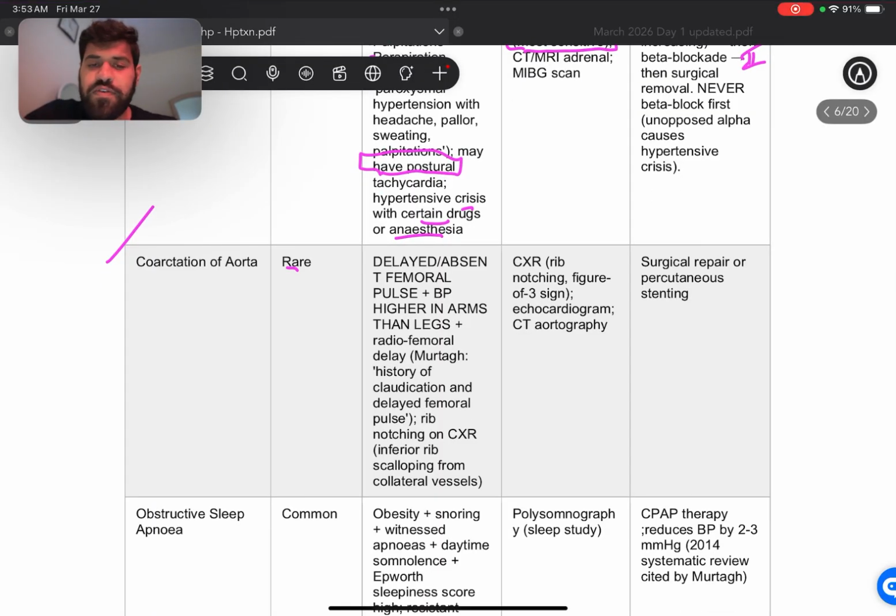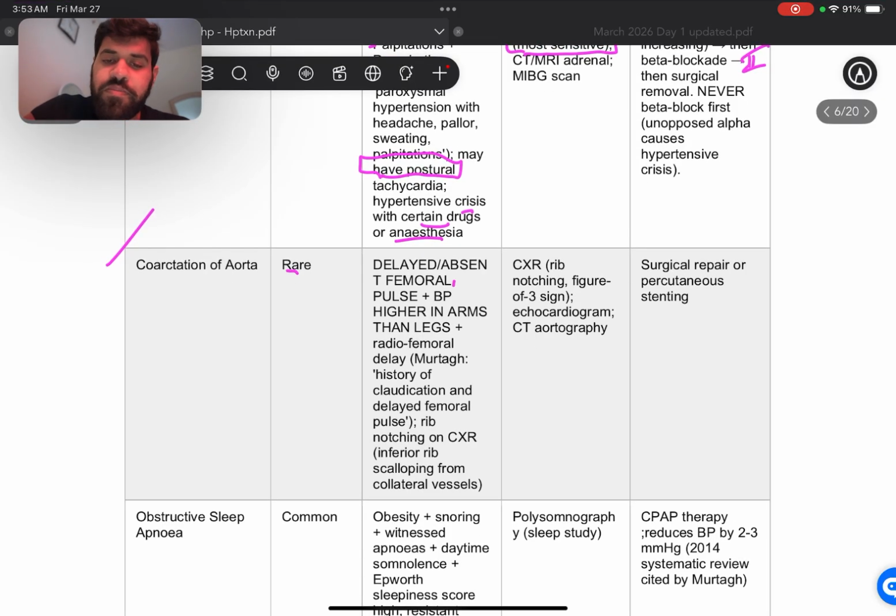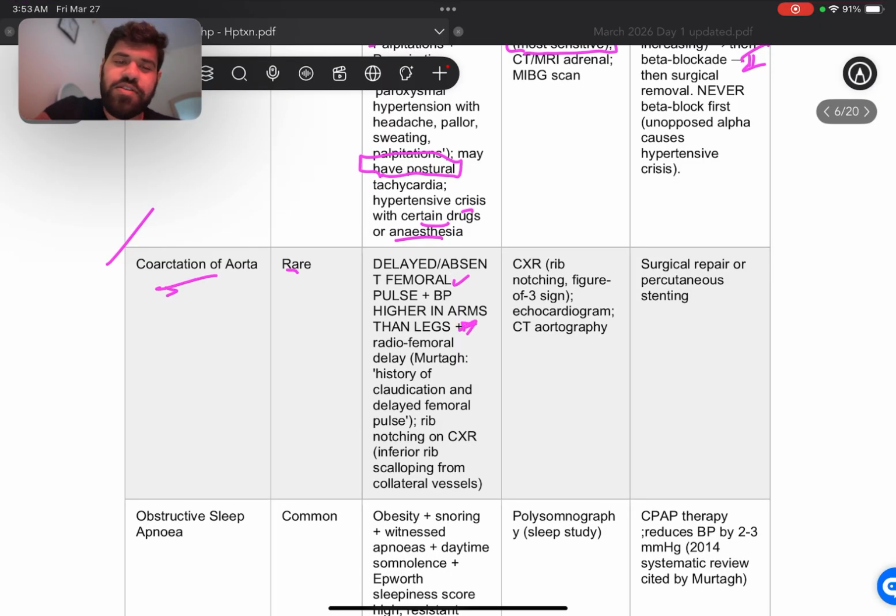now coarctation of aorta is rare, but I've seen a lot of questions about this. This is going to present with delayed or absent femoral pulse. BP is going to be higher in arms as compared to legs, and I've recently seen, and I think in one of the March recalls as well, coarctation of aorta in an infant of I think 6 weeks was the age, and they had given this exact symptom, that the BP was higher in the arms than the legs. And the way they phrase it is that the pulse in the femoral was weaker compared to the pulse in the arms, the brachial pulse.